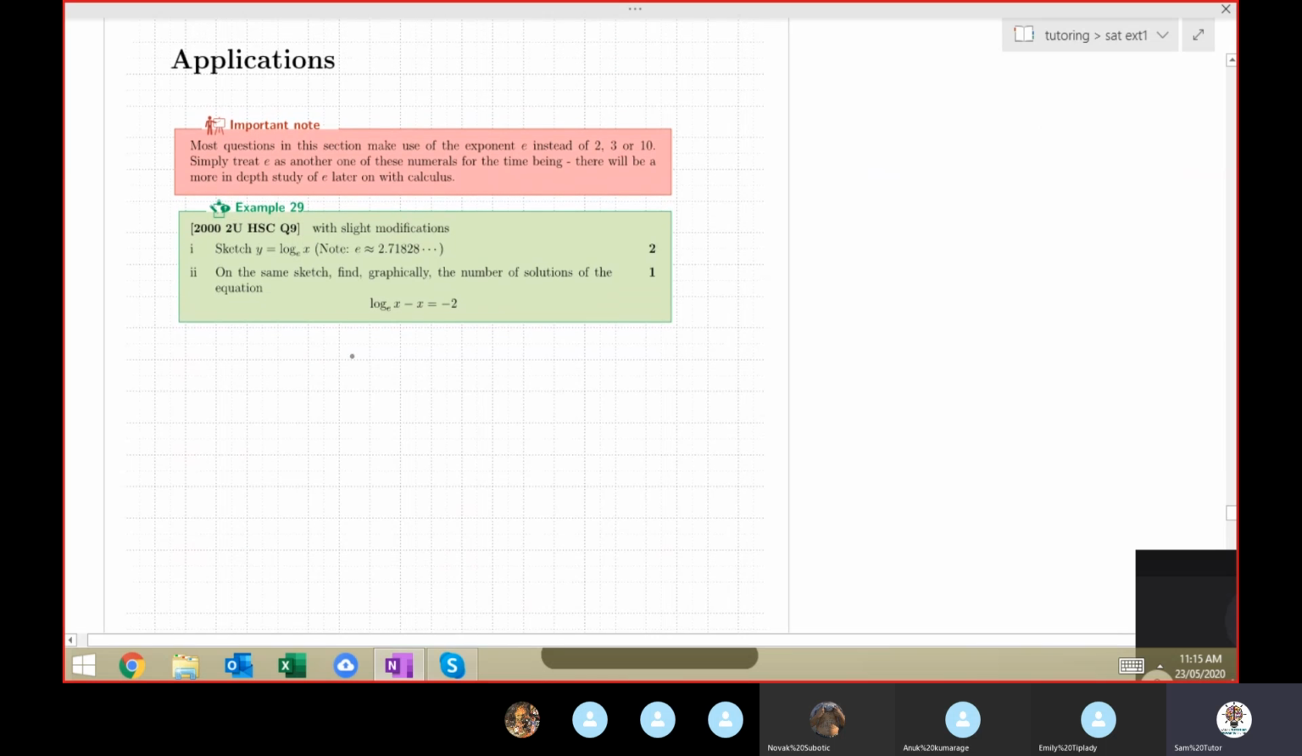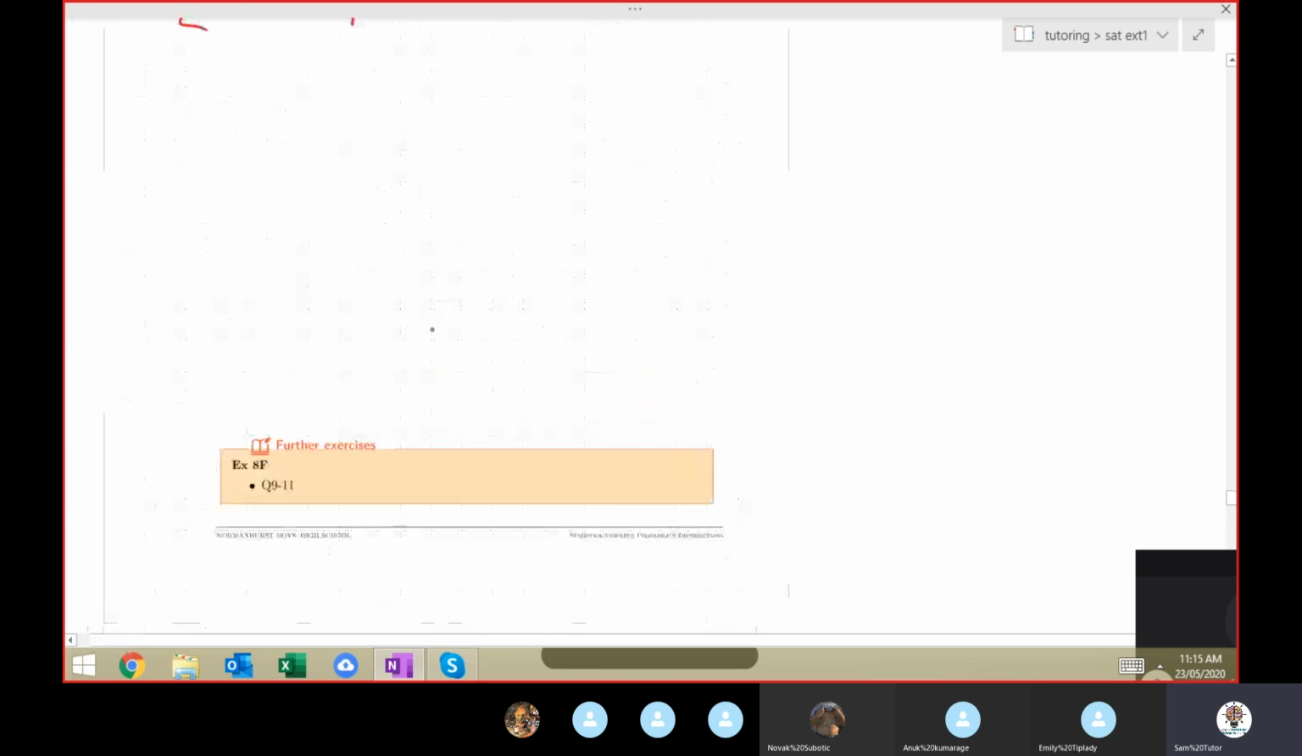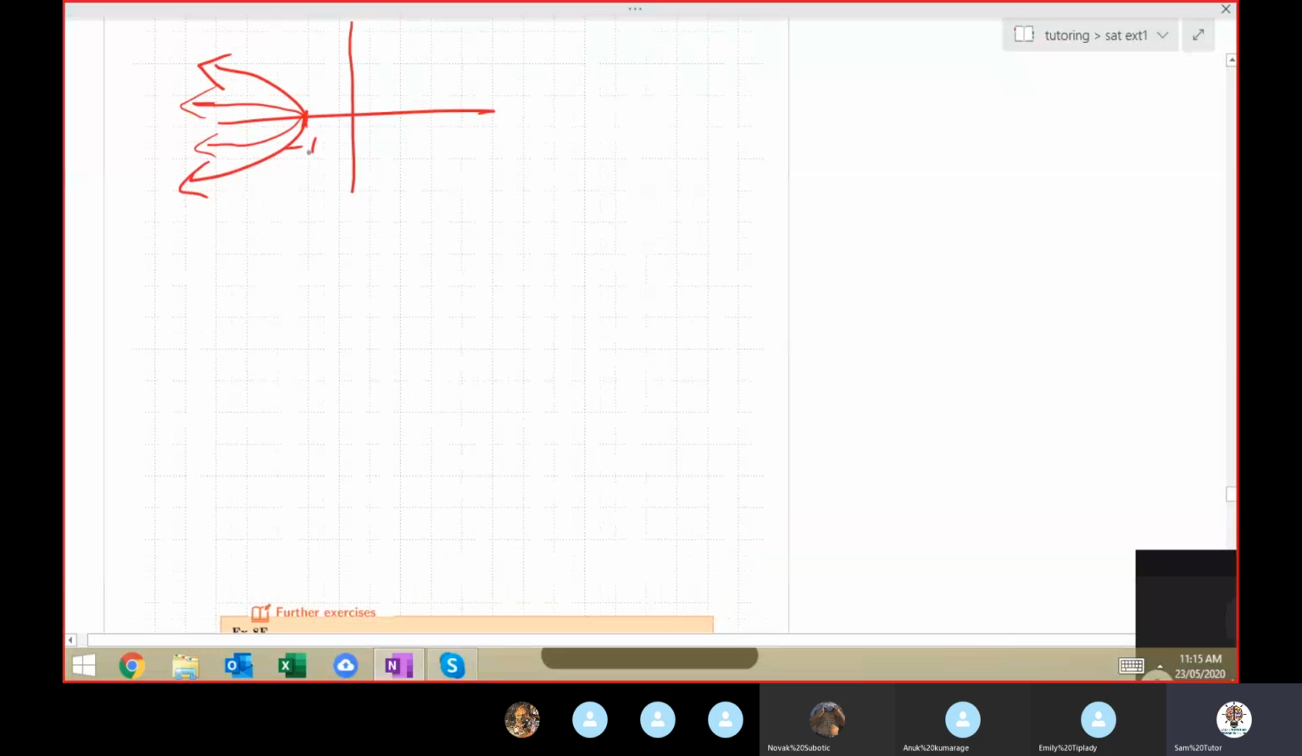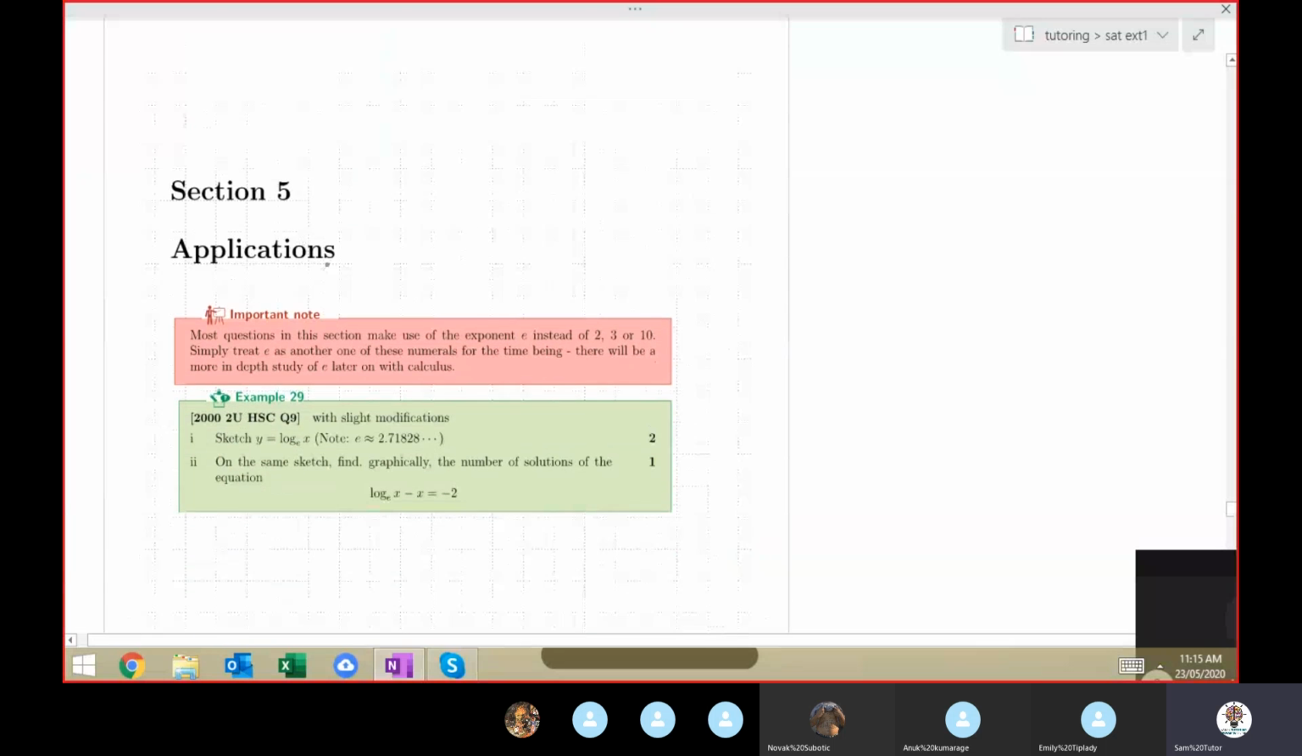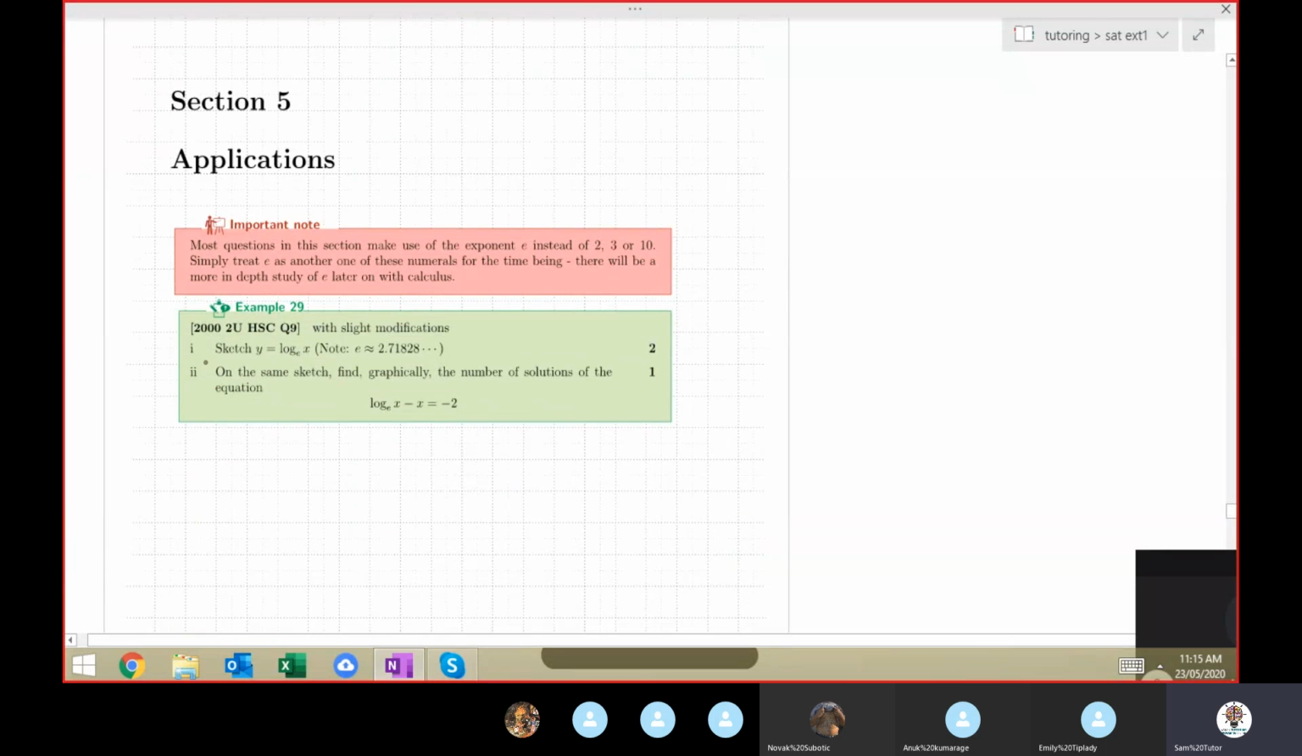So last bit, and we're wrapping up logs and exponentials. So you can see the graph bit, it's not really that hard. It's a bit more x and y steps, and then just your transformations that you've got to remember. The applications are actually not hard.